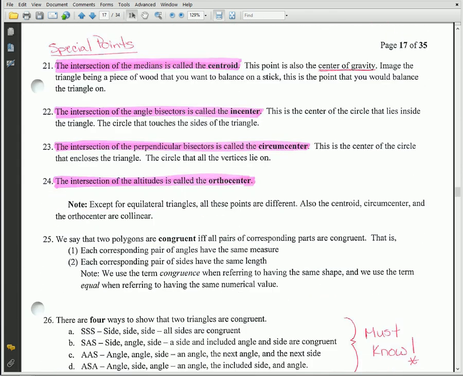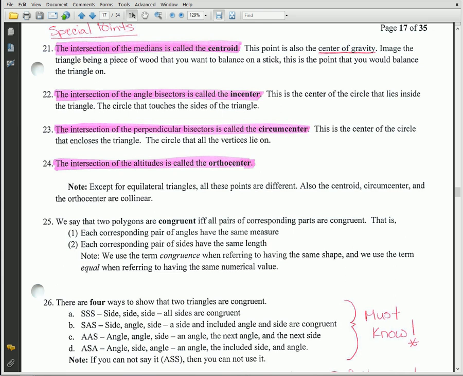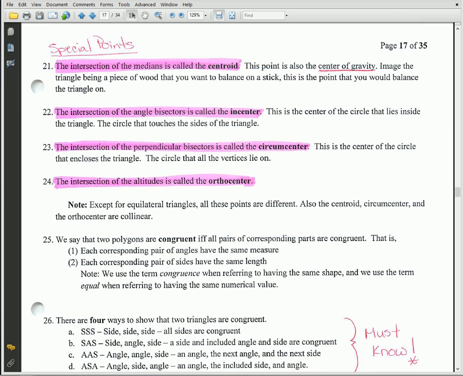Now, we have special points, and I call them special points, and you'll need to know these definitions, especially for the appendix material, which is the next set of material. One is the median, which we've already talked about. The next is the intersection of the medians. This is called the centroid. This is also known as the center of gravity.